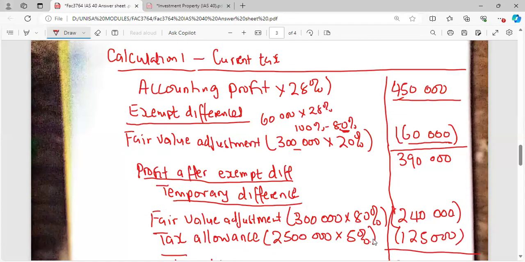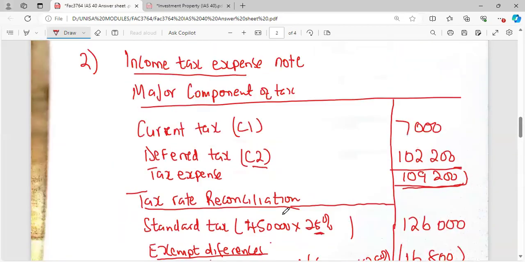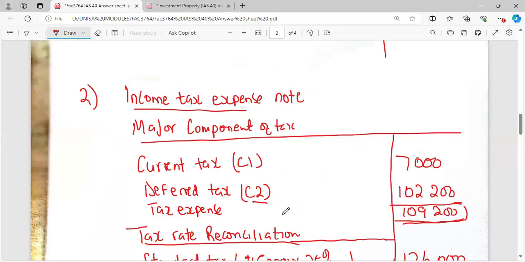But in another way, it means you are still working on the current tax. You can see here what we did is work on the current tax calculations. The only figures that we did not include are the movement in temporary difference. So that's how you do your major components of tax. It's still the same like the AIS tool.